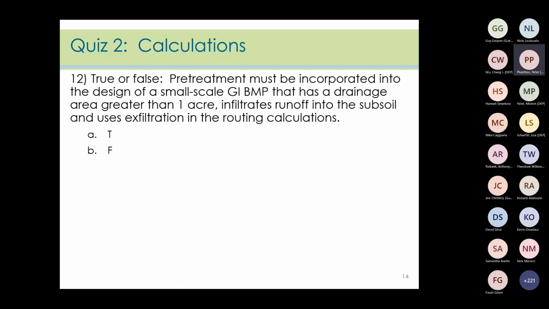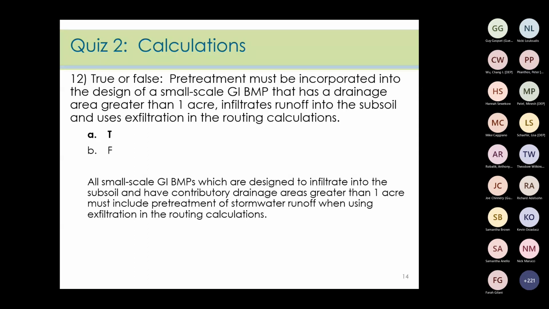Number 12, true or false? Pretreatment must be incorporated into the design of a small-scale GIBMP that has a drainage area greater than 1 acre, infiltrates runoff into the subsoil, and uses exfiltration in the routing calculations. This statement is true. All small-scale GIBMPs, which are designed to infiltrate into the subsoil and have contributory drainage areas greater than 1 acre, must include pretreatment of stormwater runoff when using exfiltration in the routing calculations.